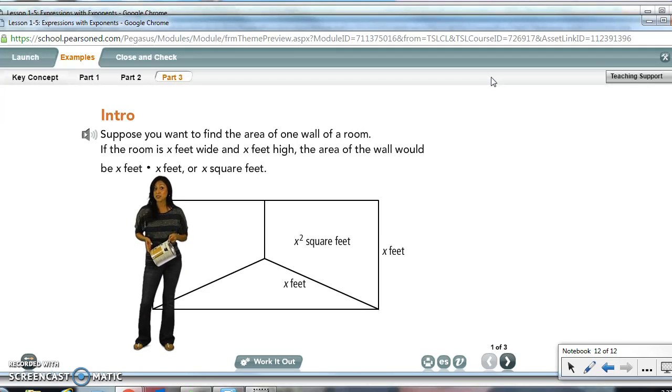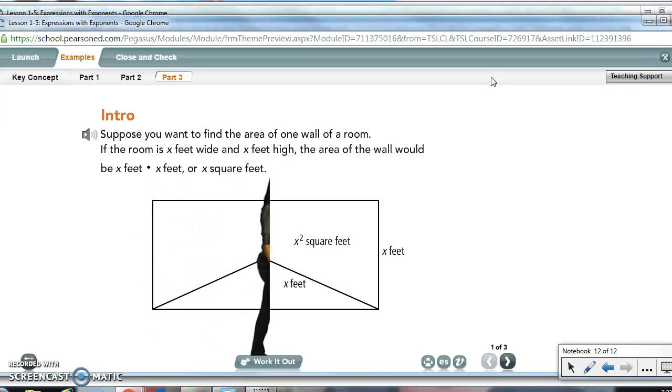I can actually figure out how much paint I'll need to buy. Now, all I need is a paintbrush.